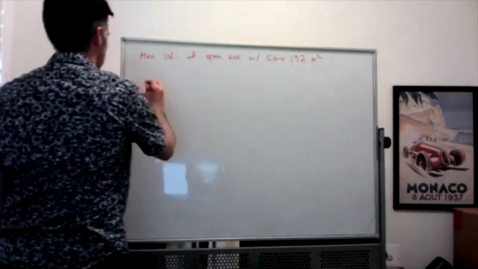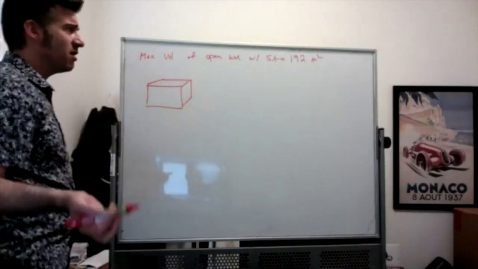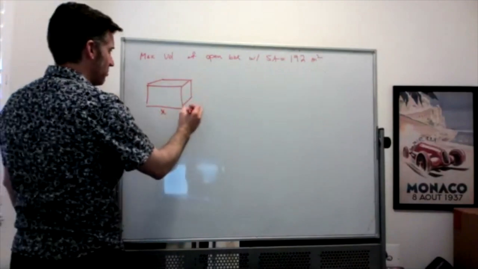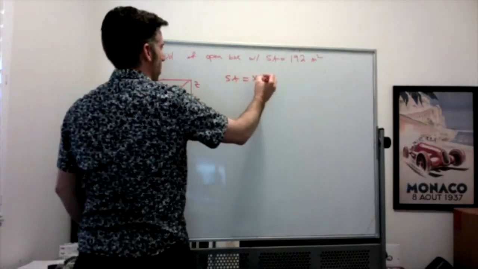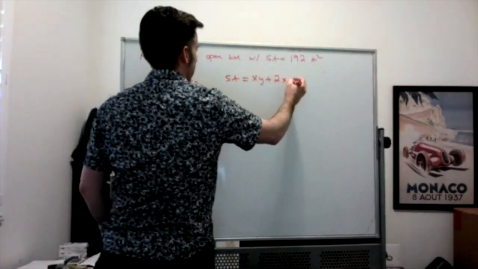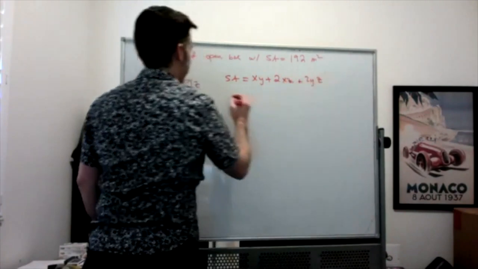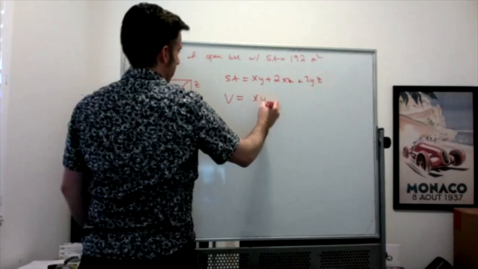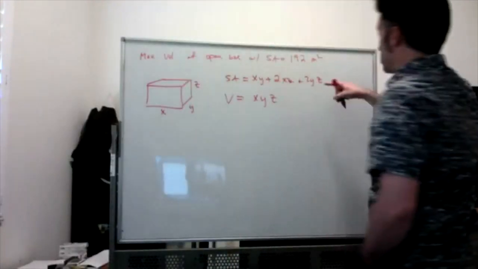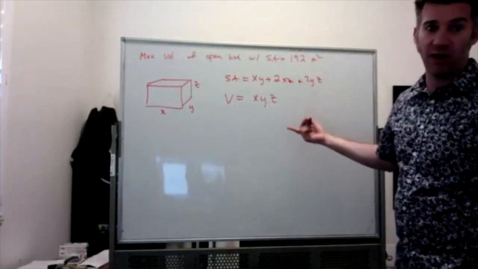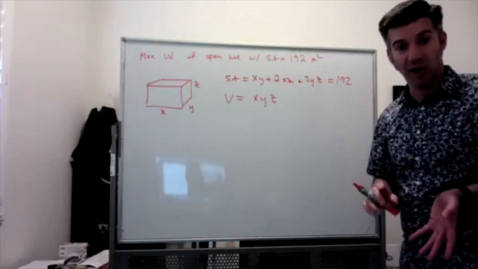So same idea. We're going to draw the box. And the surface area and the volume equations are still the same. We still have surface area equal to xy plus 2xz plus 2yz. And the volume equation is still xyz. The difference here, of course, is that now we know that the surface area is equal to a number, and we have to figure out what the volume is. And this is where things get a lot worse.